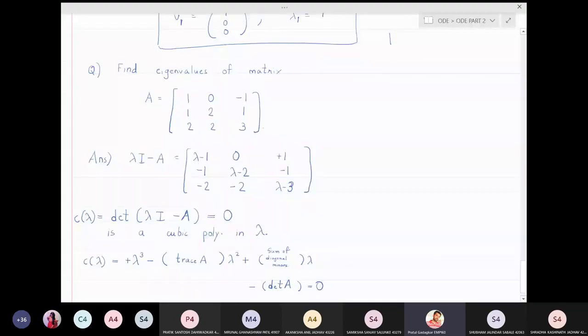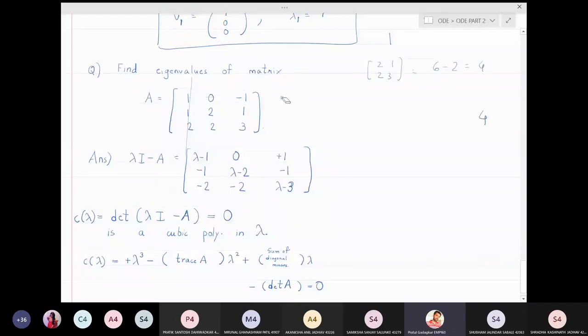Omit the first row and first column. When you omit the first row and first column, you will see a 2x2 matrix. That 2x2 matrix is 2 1 2 3. What is the determinant of this matrix? 2 1 2 3 determinant is how much? It is 6 minus 2, which is 4. Okay, keep the 4 aside.